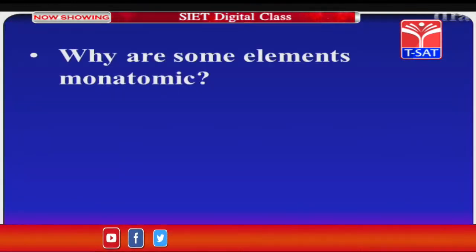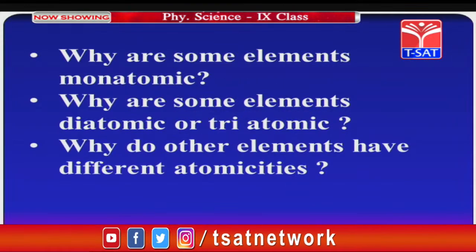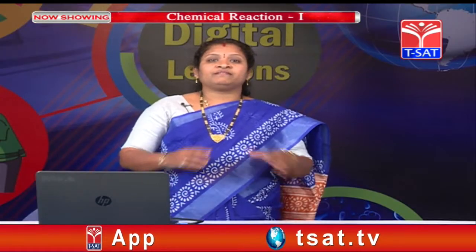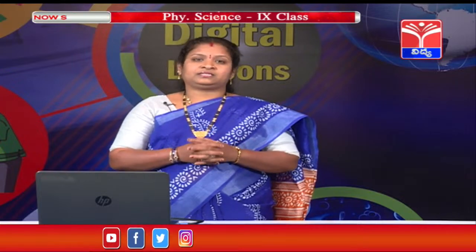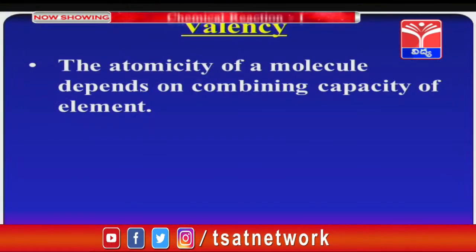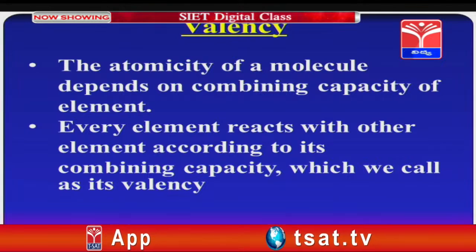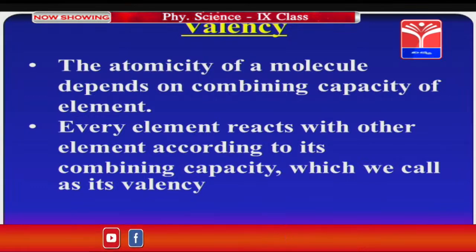Why are some elements monoatomic, children, and why are some elements diatomic or triatomic? Why do other elements have different atomicities? Because of valency. Valency is the combining capacity of a particular element, and it differs from one atom to another atom. Children, the atomicity of a molecule depends upon valency. Valency is nothing but the combining capacity of an element. Every element reacts with another element according to the combining capacity.